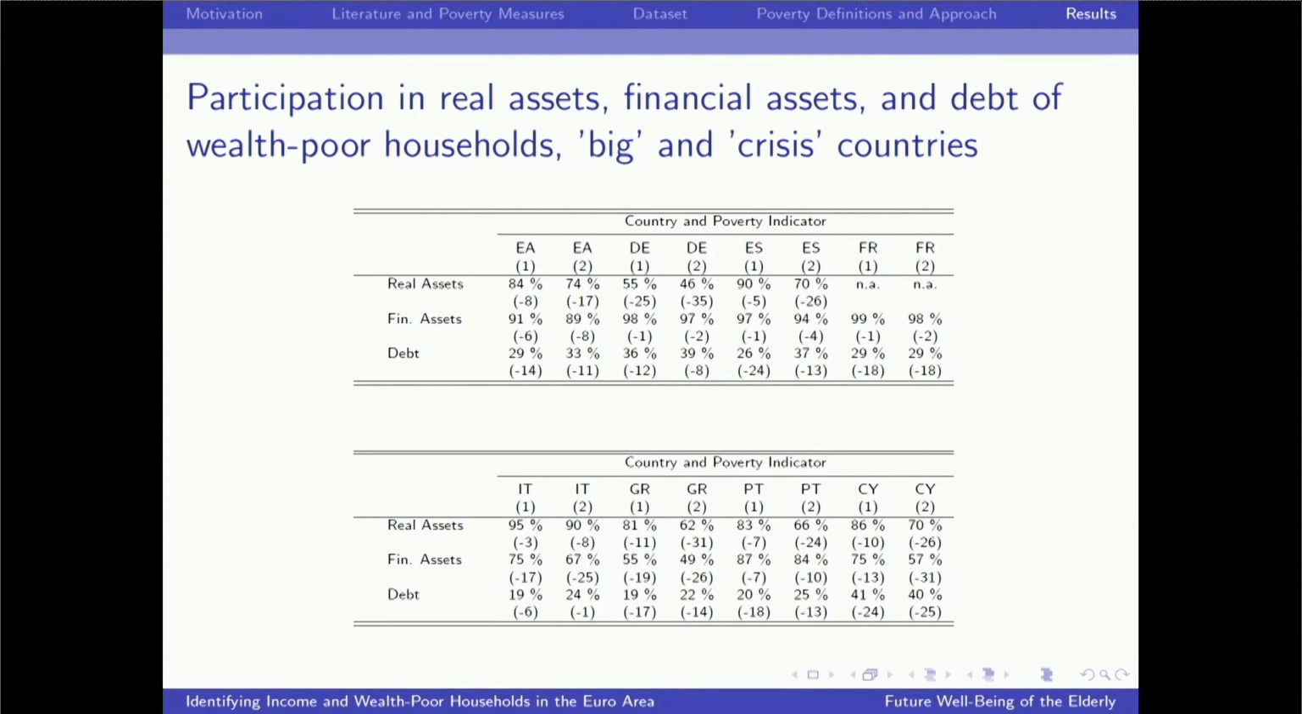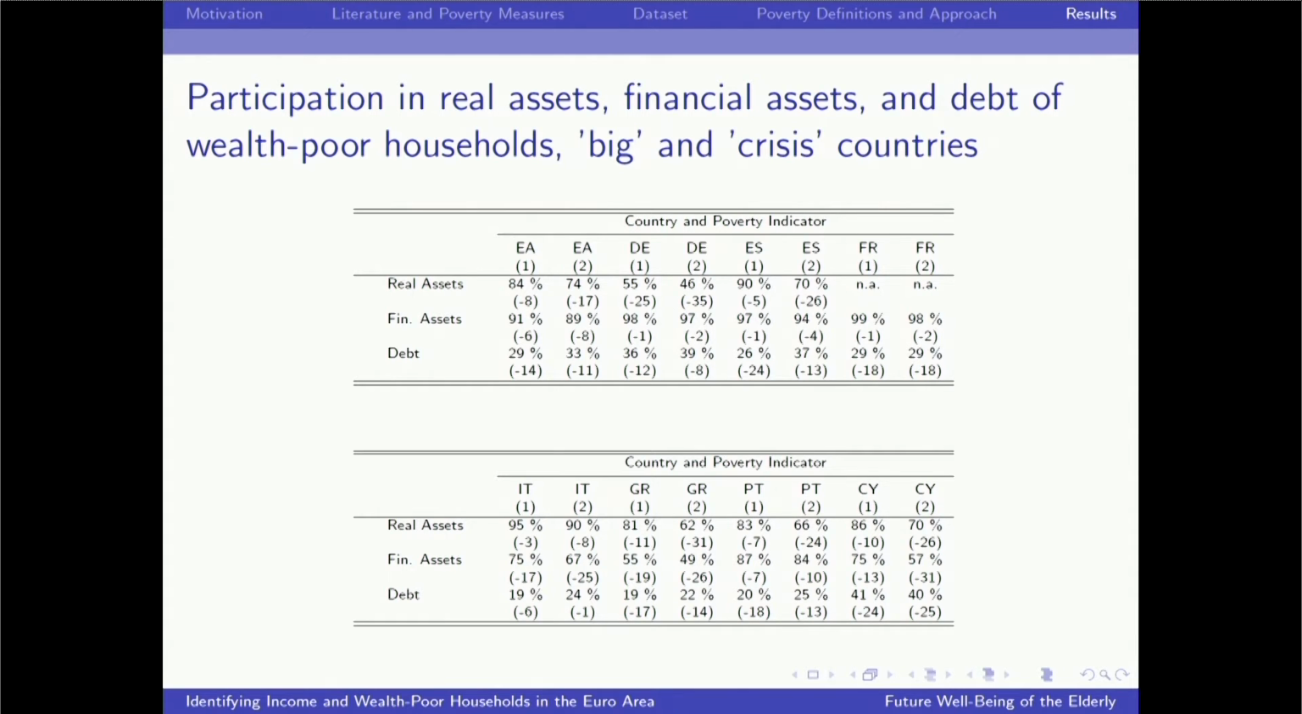So when we look at real assets, we see that in all countries, poor households are underrepresented in real assets. In the case of the second indicator, the values are a little bit lower. In a way, this is not surprising, because when you want to buy real assets, that usually requires savings or income to pay for that. And when we look at the participation in financial assets, we see that poor households are less affected by financial asset poverty than real asset poverty. And what is also very interesting, when we look at debt, we see that we have no country here for which the share of poor households with debt is higher than for the population at large. So poor households don't have more debt.